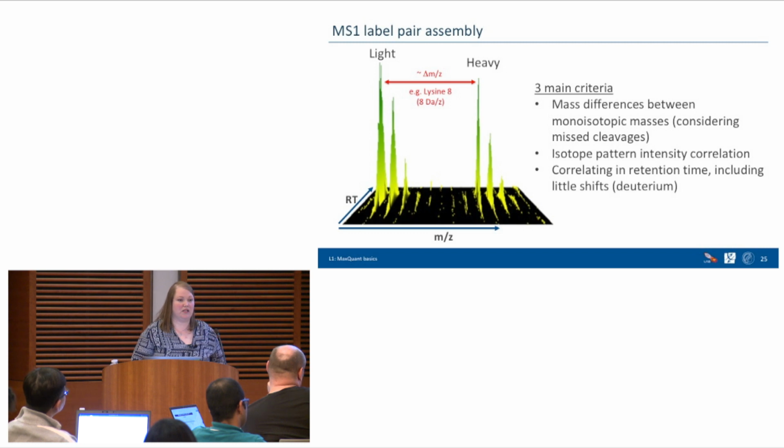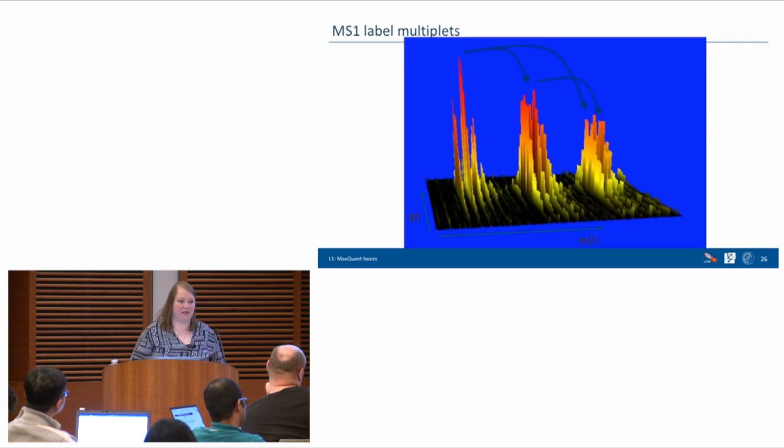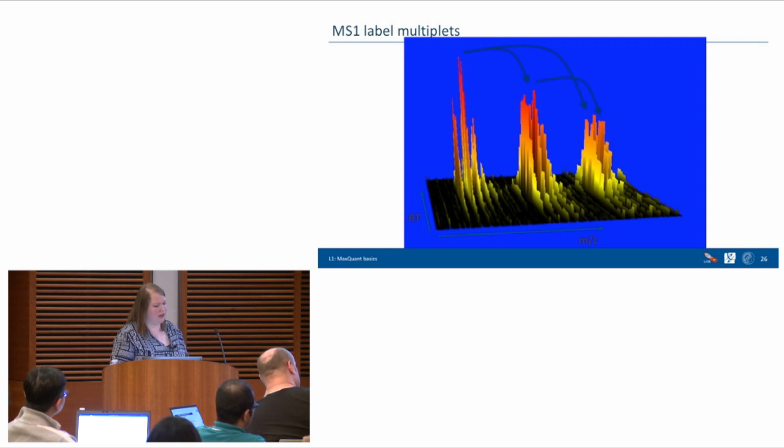Of course it can also be that you not only have light and heavy, but that you have light, medium and heavy. To assemble those pairs, it's again the same procedure, but you first try to find the pairs between the light and the medium, then the light and the heavy, and then you also connect the medium and the heavy.